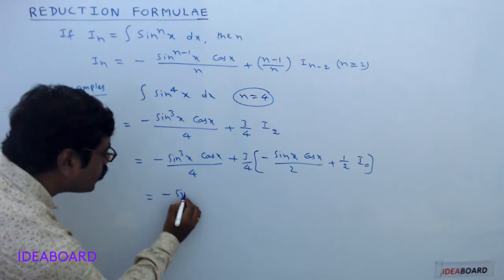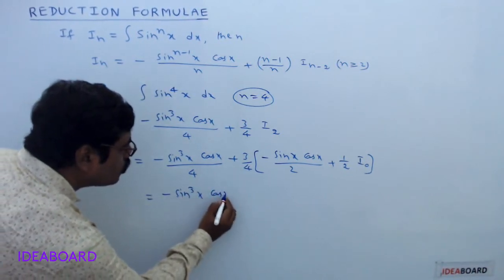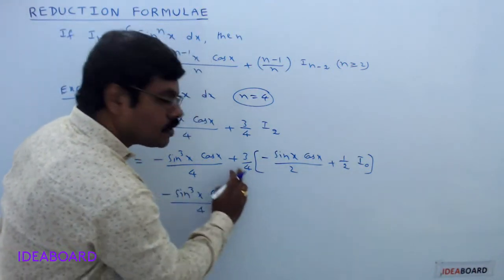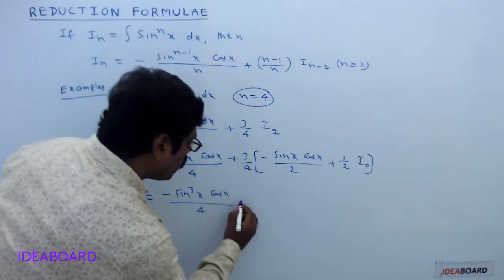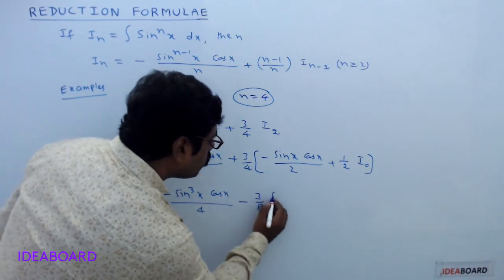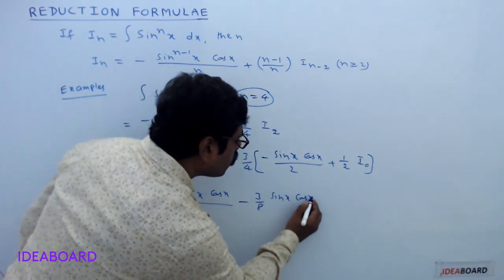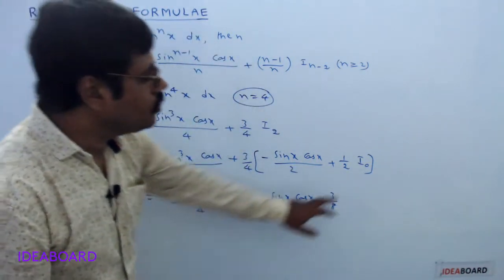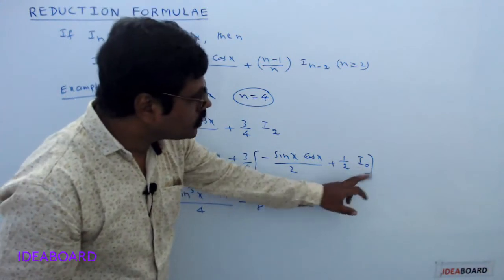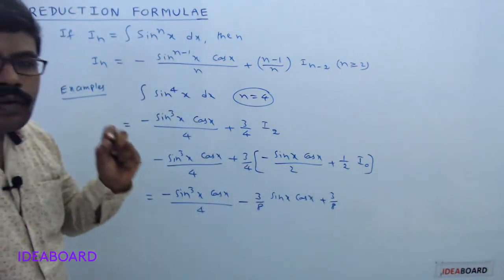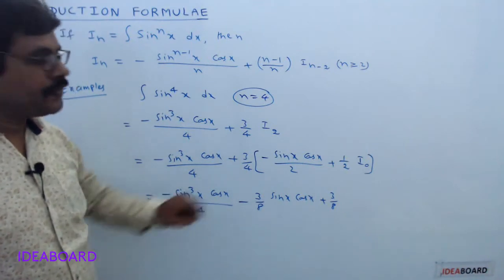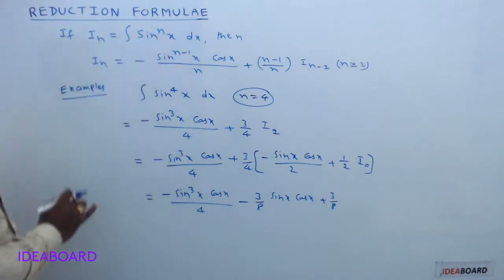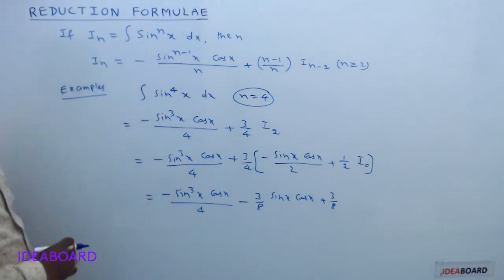This is equal to minus sin cube x into cos x divided by 4. Now multiply these two terms with 3 by 4: minus 3 by 8 into sin x cos x, and 3 by 4 into 1 by 2, 3 by 8 into I0. If you compare this I0 with In, n value will be 0. If the value of n is less than 2, then use this function. Substitute n equals 0.